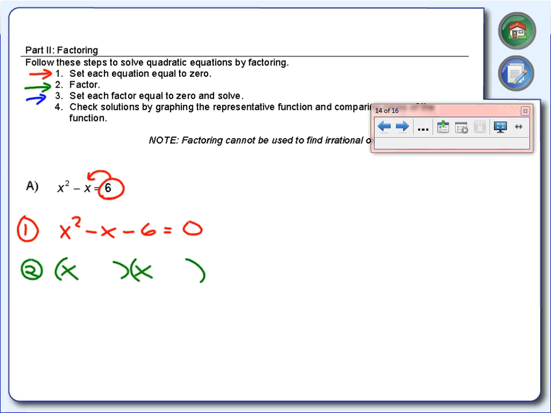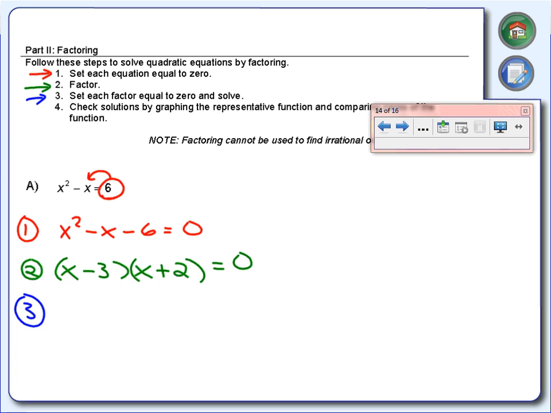An x times another x is an x squared. What two numbers am I going to use though? 2 and 3? Nope. Remember, when I multiply them, they've got to give me negative 6, but they also need to add up to a negative 1. Say that again. Negative 3 plus 2. Let's try this out. Negative 3 times 2 is definitely a negative 6. Is negative 3 plus 2 going to add up to a negative 1? Yes. Okay, so these are the factors. Let's not forget, it's still equal to 0. So that's what we've been working on. That's the second step.